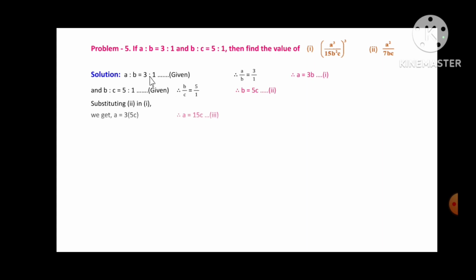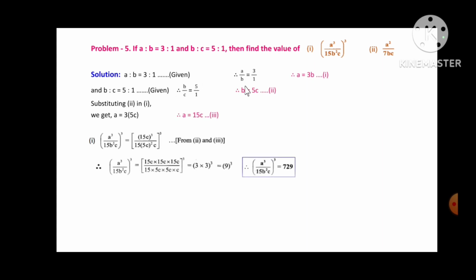Friends, here it is given that a is to b is equal to 3 is to 1, therefore a upon b is equal to 3 upon 1, means a is equal to 3b. Similarly, b is to c is 5 is to 1, means b upon c is equal to 5 upon 1, cross multiply, b is equal to 5c, second. Substituting this value of b in equation 1, we will be getting that a is equal to 3 into 5c, that is a is equal to 15c, third.